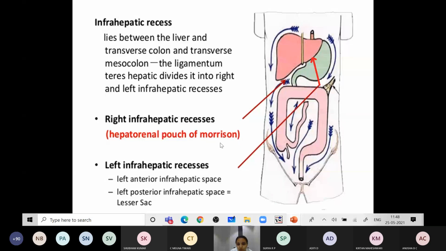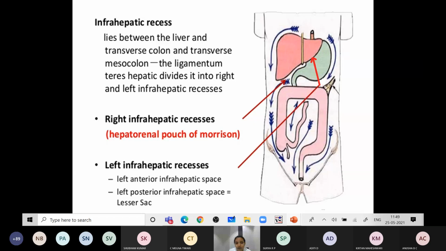The hepatorenal pouch of Morrison: in case of cholecystitis, that is inflammation of the gallbladder, the fluid is collected in the hepatorenal pouch of Morrison in the supine position. That fluid may trickle through the epiploic foramen and collect in the lesser sac, because the epiploic foramen connects the greater sac with the lesser sac. Any fluid collected in the hepatorenal pouch of Morrison enters into the lesser sac.